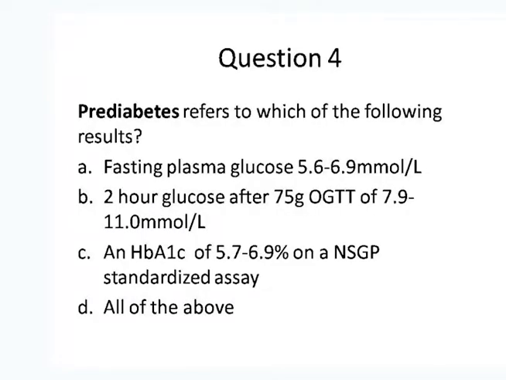Prediabetes. Prediabetes refers to which of the following results? And this is something that we're going to talk about, so hopefully you get the answer. And in this case, there's only one correct answer. So fasting glucose between 5.6 and 6.9, 2-hour glucose after a 75-gram oral glucose tolerance test between 7.9 and 11, and A1C between 5.7 to 6.9 on an NGSP standardized assay, or any of the above, or all of the above, I guess.